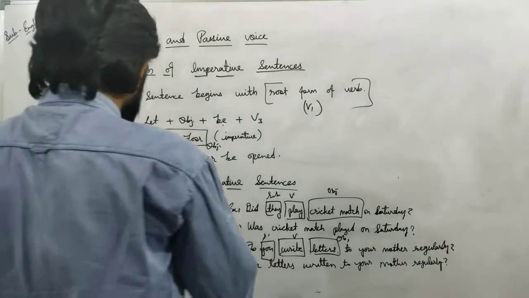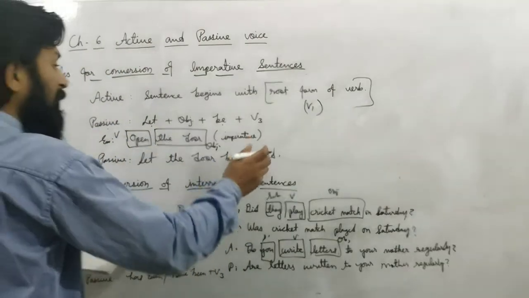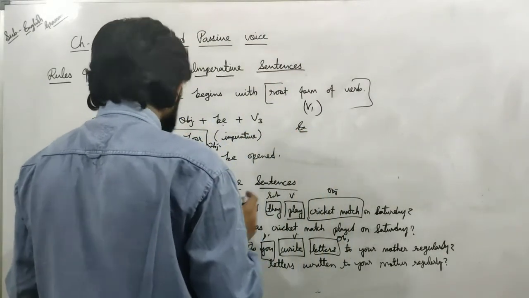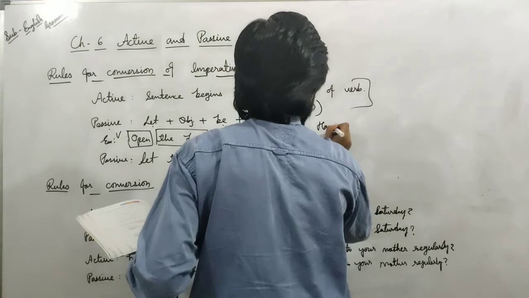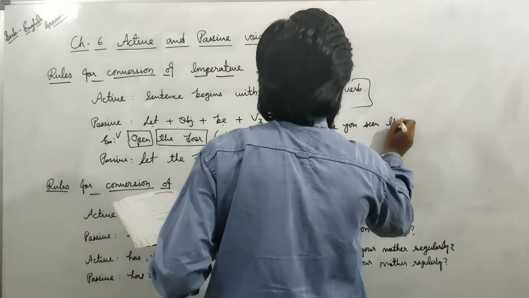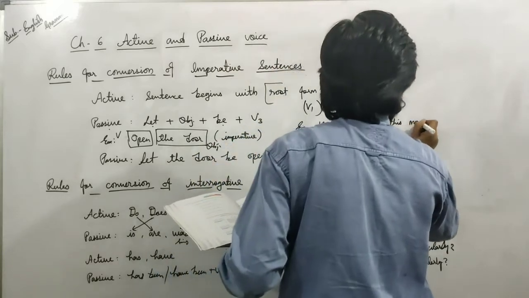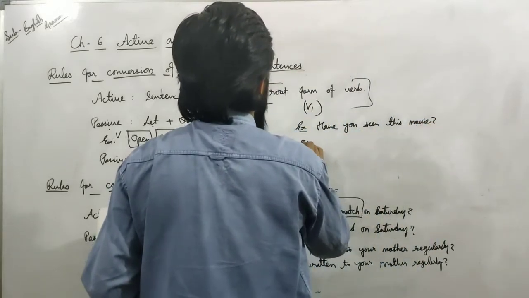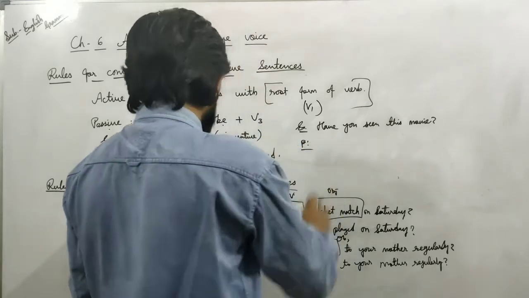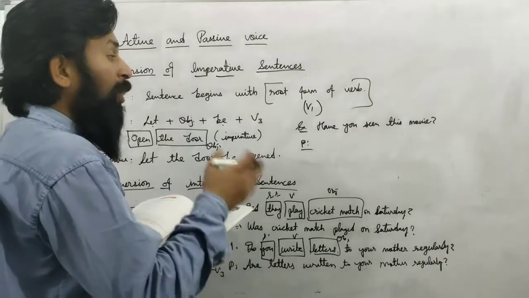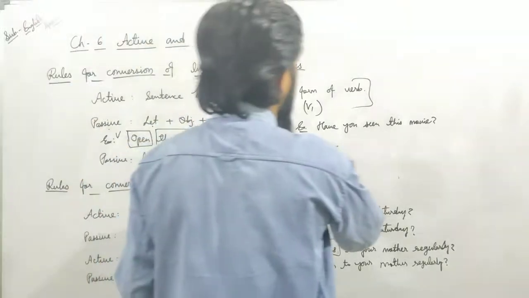Like any type of sentence given here, I write the sentence here. One sentence is given here: Have you seen this movie? Whenever you are going to change it, then you have to use been also. Then according to the object you have to write has or have, whichever is coming.